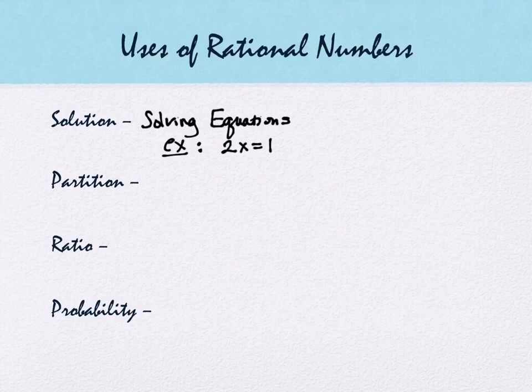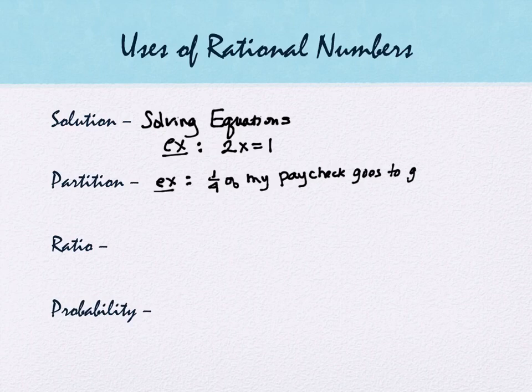Another use of rational numbers is a partition. So for example, 1/4 of my paycheck goes to gas. That's pretty believable these days with gas prices, right? So it's a portion out of the whole amount of something, a partition of it goes towards a certain item. So this would be an example of a partition.